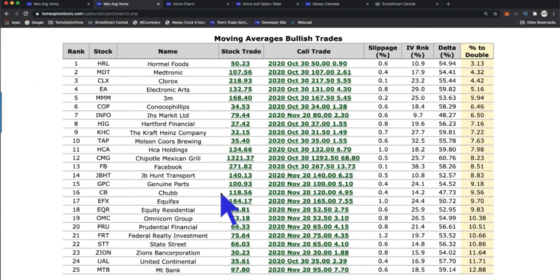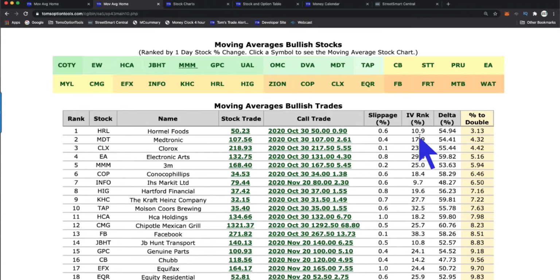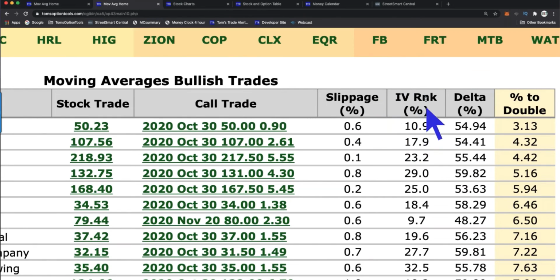If I look at Hormel, however, look where Hormel's options are sitting. If 0 is the lowest it could possibly be, and 100 is the highest it could possibly be, where do we sit with Hormel? We sit at a 10. That's incredible. 10% IV rank. That means that this is 10% off of its bottom.